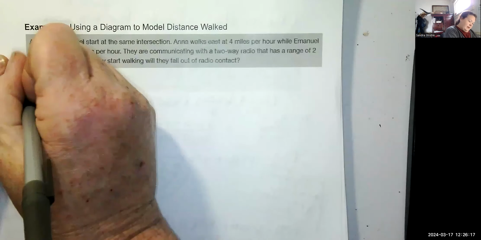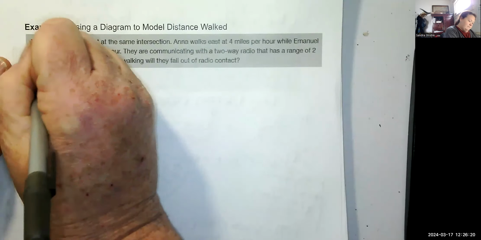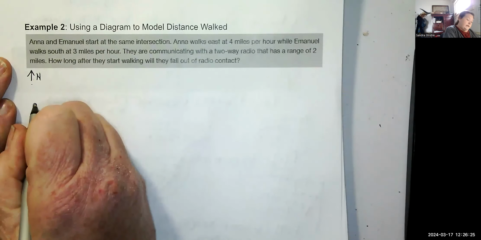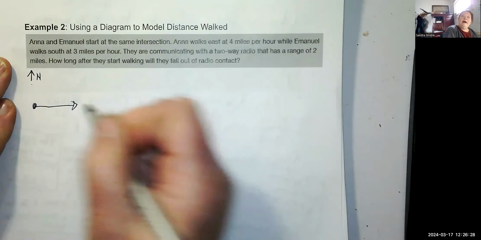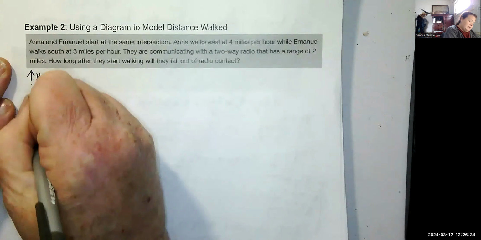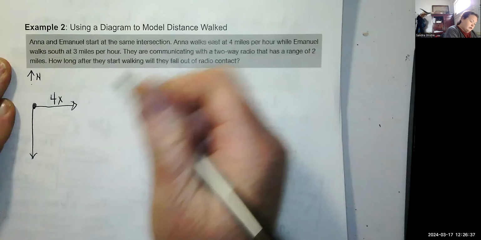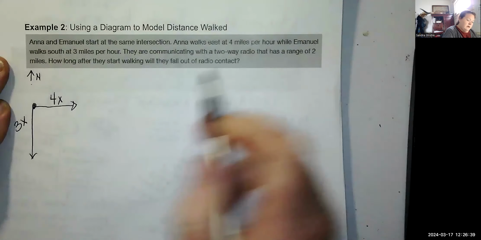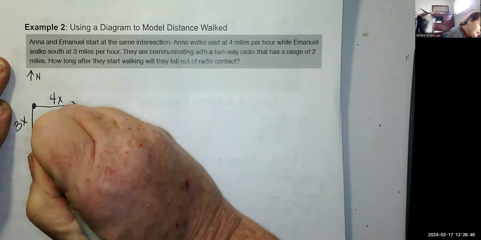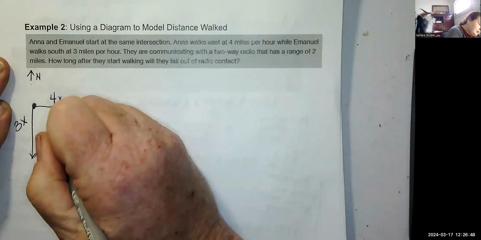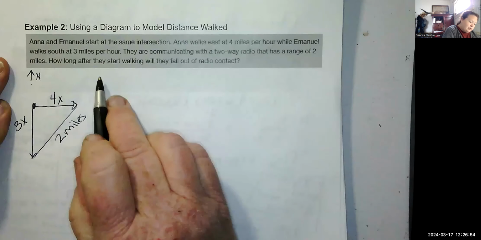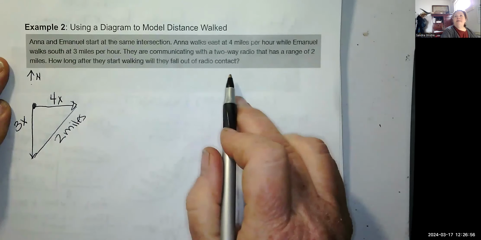Let me draw this. So we'll say that north is this way. If they're starting at the same intersection and Anna's walking east at 4 miles per hour, so 4x. And Emmanuel's walking south, I know this is not drawn to scale, 3x. They're communicating with a two-way radio that has a range of 2 miles. So from here to here cannot go past 2 miles. How long after they start walking will they fall out of radio contact?